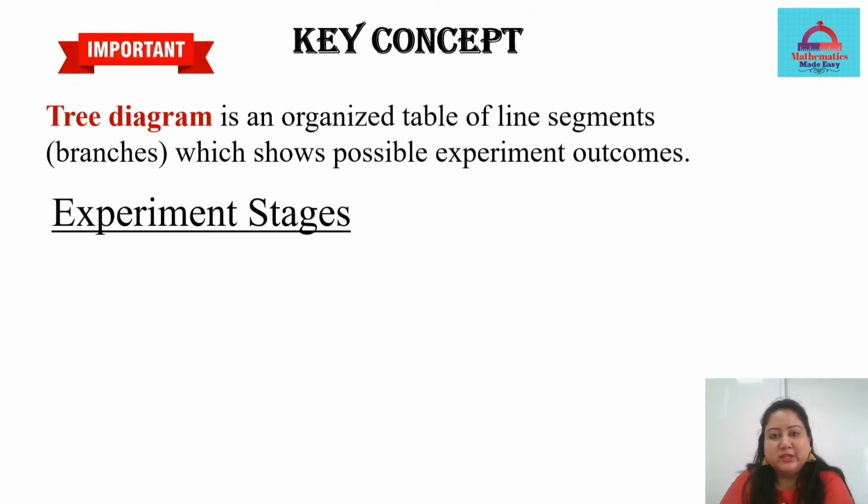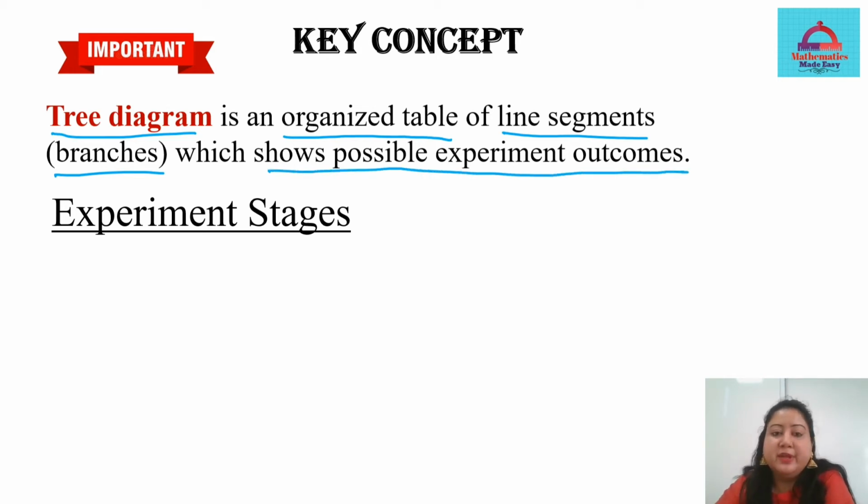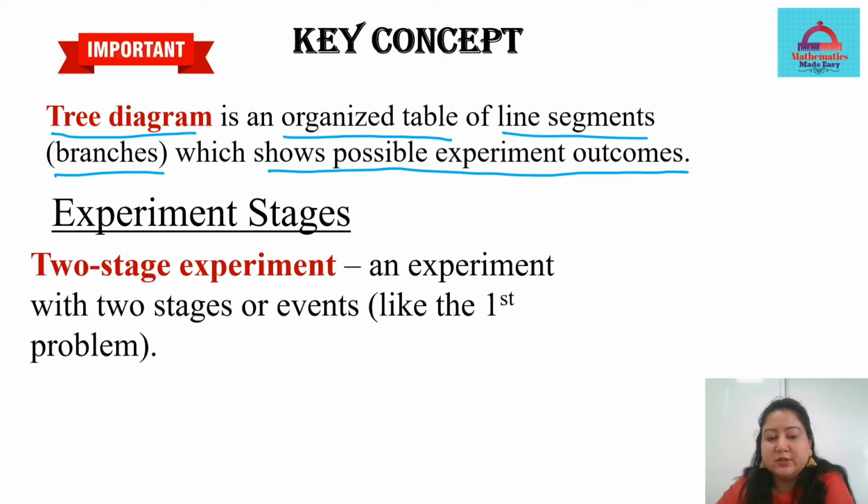Let's now dive into more detail on the main key concept for today, which is the tree diagram. As you saw in the last slide when we did the tree diagram, it is an organized table, and it has line segments, it has branches. We are dividing the outcomes into the possible cases, and it is a tree diagram which shows the possible experiment outcomes. It can have many stages. In the last question it was a 2-stage tree diagram, or 2-stage probability tree, where an experiment had 2 stages or 2 events. The first stage in that example was tossing the coin, so you had head or tail, 2 options, and in the second stage of that same experiment you had 6 options where you were rolling the die.